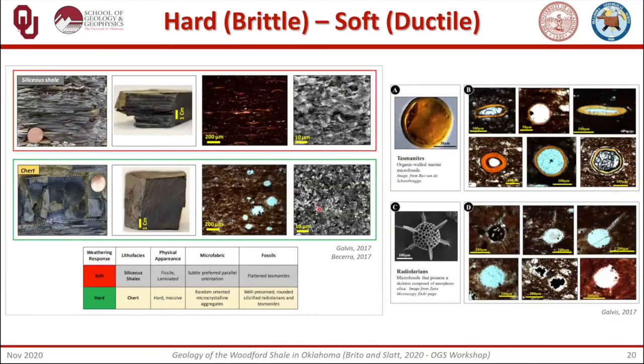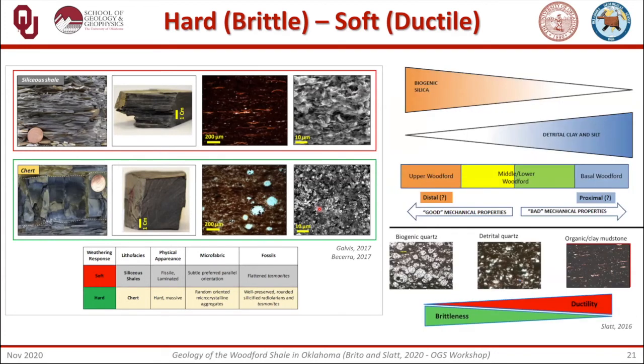This is the same example as before, but as I said, the two main allochems in the rock are the Tasmanites, which tend to be organic-walled marine microfossils, as well as radiolaria. The Tasmanites can be flattened, or whole if they're crystallized, and the radiolaria tend to dissolve very easily. That's why the rock of the Woodford is enriched with silica, but sometimes you can preserve the structure of the radiolaria.